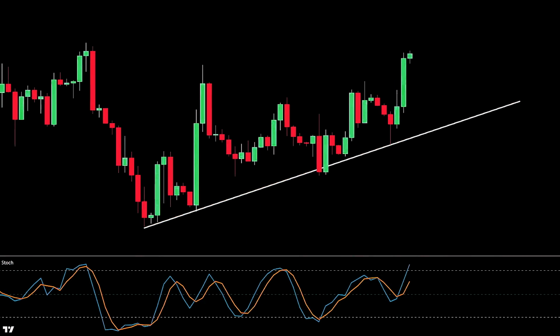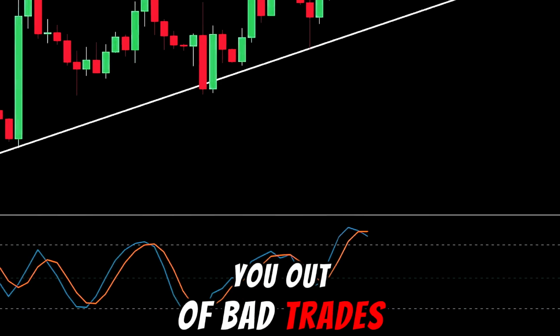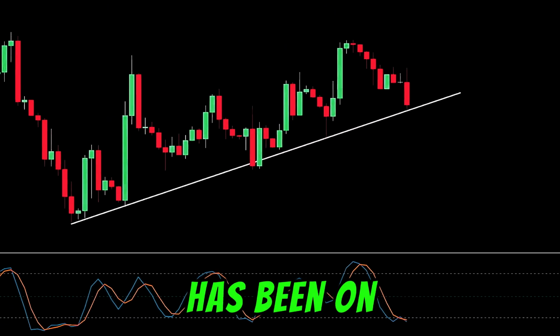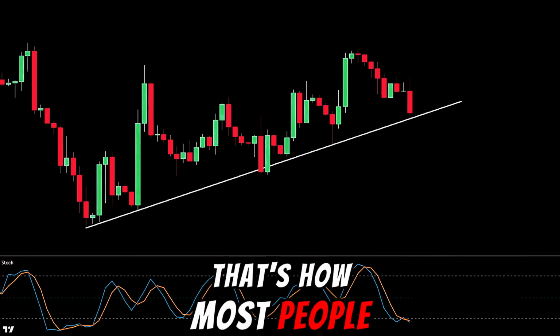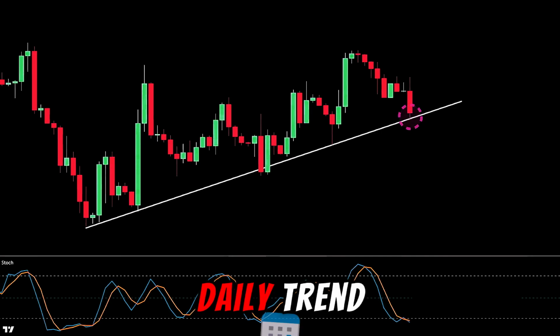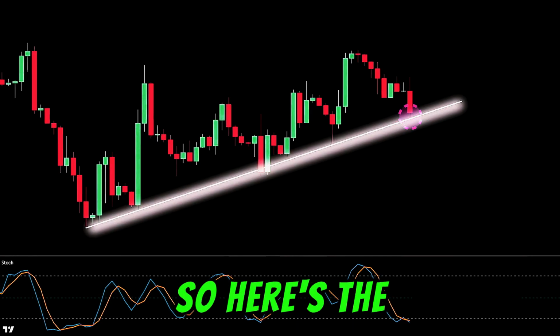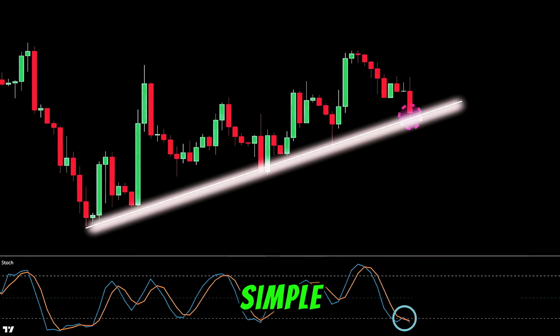Part 7. Top-down analysis. The map that keeps you out of bad trades. Everything so far has been on one chart. That's how most people lose money. They find a perfect 5-minute setup that's fighting a daily trend, and they can't understand why it keeps failing. So here's the pairing I use, and it's deliberately simple.